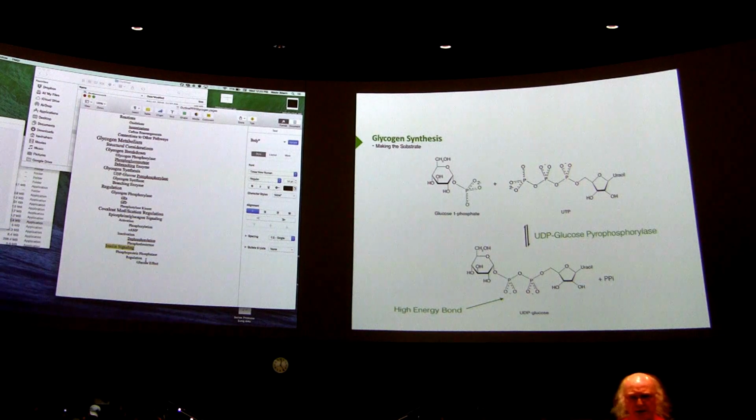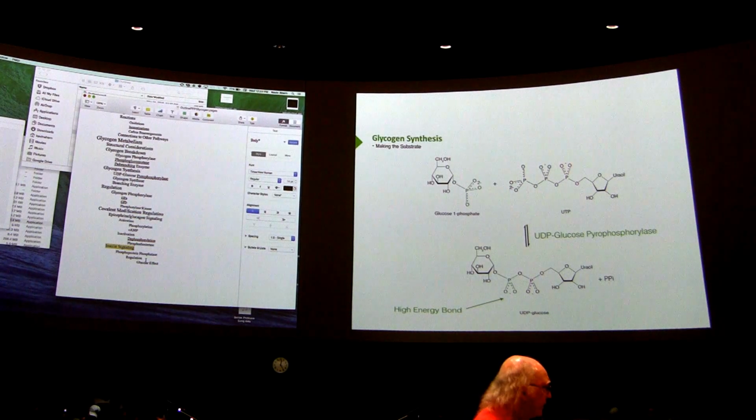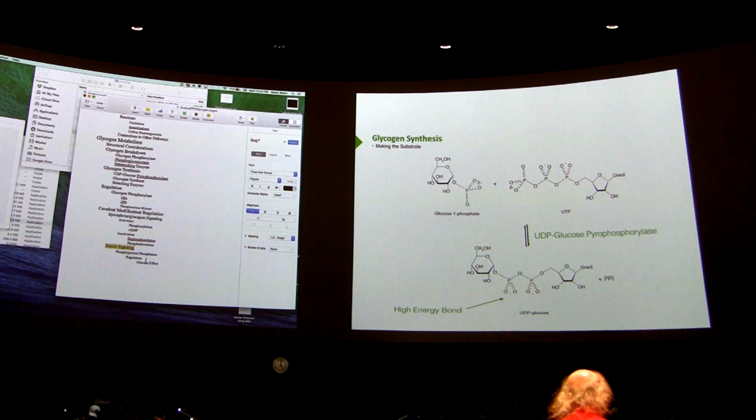So an activated intermediate is a molecule that has a high energy bond, and it uses the energy of that bond to donate a part of itself to something else. The activated intermediate that we use to make glycogen is known as UDP glucose. Okay? And UDP glucose is shown on the screen.